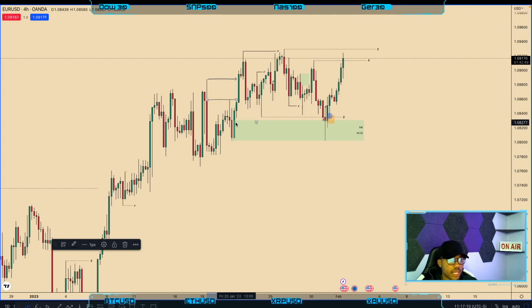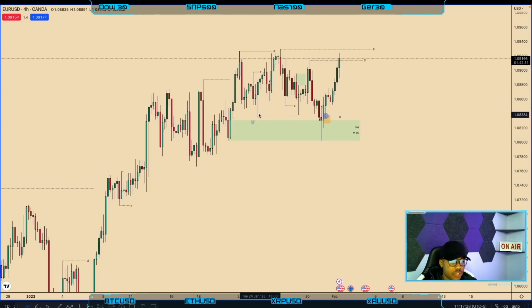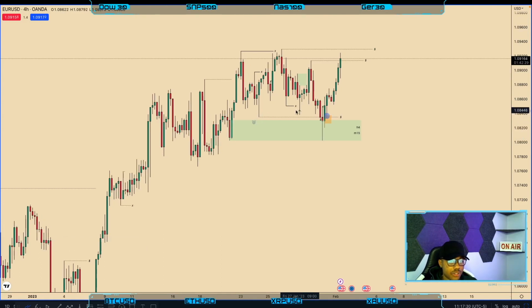So the demand that was responsible is going to be this demand here. Not only did this mitigate a previous point of interest, but we also see that right after this candle formed, we see a nice momentum push to the upside. Now we also have a lot of inducement on this trade. We have inducement here, here, and here.